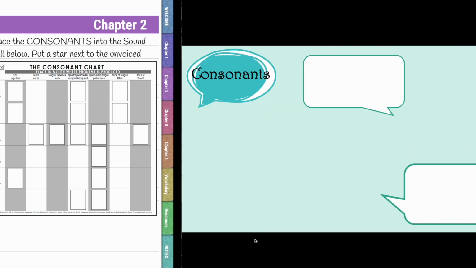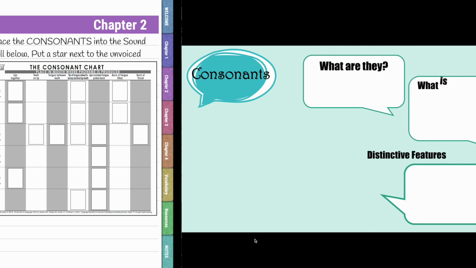So, consonants. We need to know, what are they? What is articulation with those consonants, and what are the distinctive features? So first and foremost, we need to teach students what is the difference between a consonant and a vowel. And we really want them to understand this difference before they ever see a letter. There are no letters involved yet. This is all phonologically based.